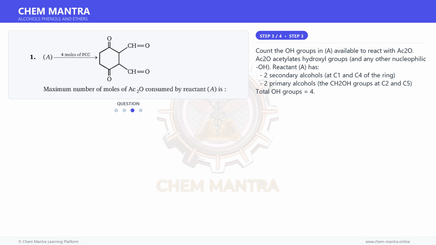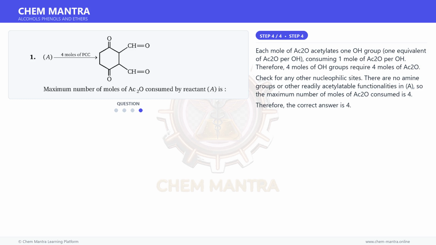Count the OH groups in A available to react with Ac2O. Ac2O acetylates hydroxyl groups and any other nucleophilic OH. Reactant A has 2 secondary alcohols at C1 and C4 of the ring, and 2 primary alcohols, the CH2OH groups at C2 and C5. Total OH groups is equal to 4.